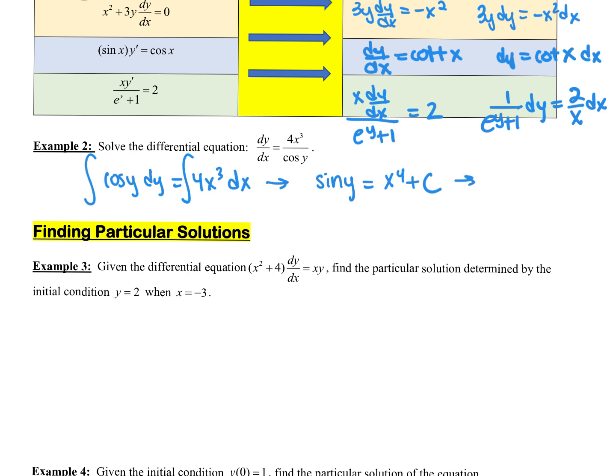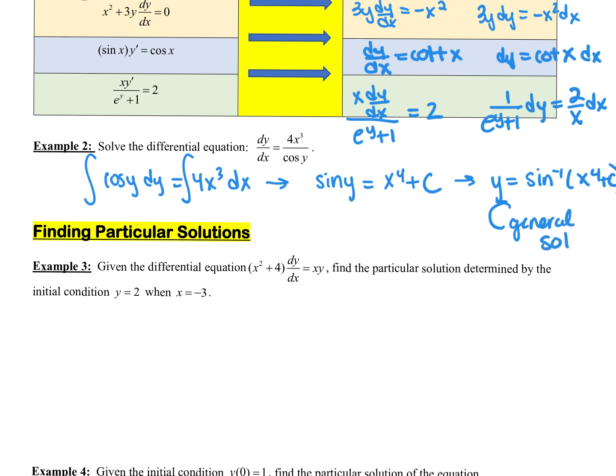So if I'm going to solve for y here, how am I going to get rid of that sine? Inverse sine. Yep, arc sine. So that'll be y is equal to inverse sine of x to the fourth plus c. And again, this is a general solution because there's a c there.